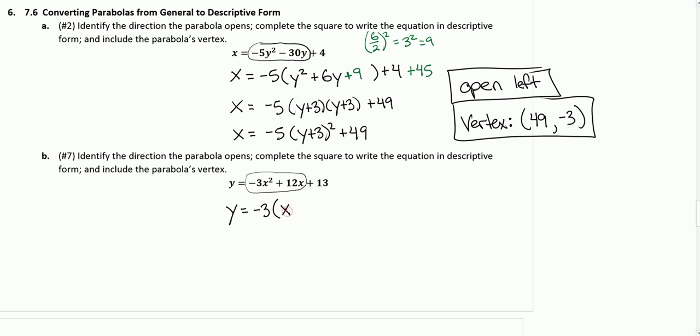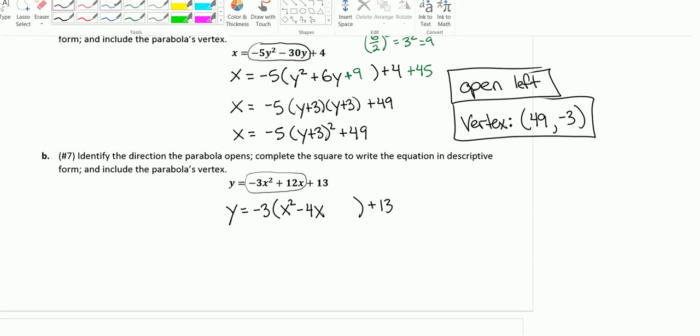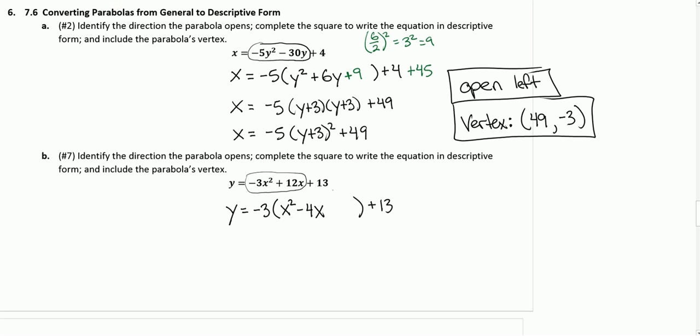So we're left with x squared minus, changes the sign, minus 4x, and leave a little space, plus 13. Okay, so that negative 3, we're only factoring out of the first two terms, not touching that 13. Complete the square. Half of negative 4 squared is going to give us negative 2 squared, which is 4. So 4 is what we want to add inside the parentheses.